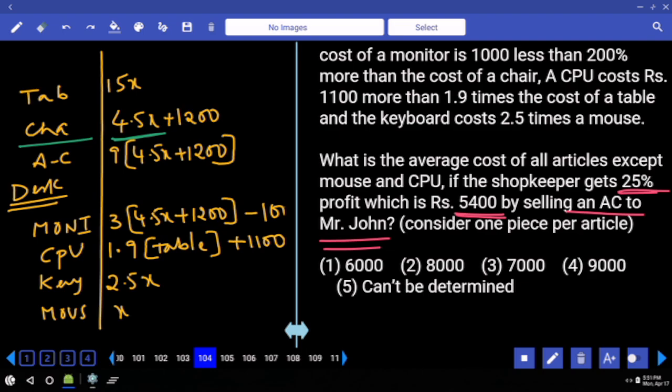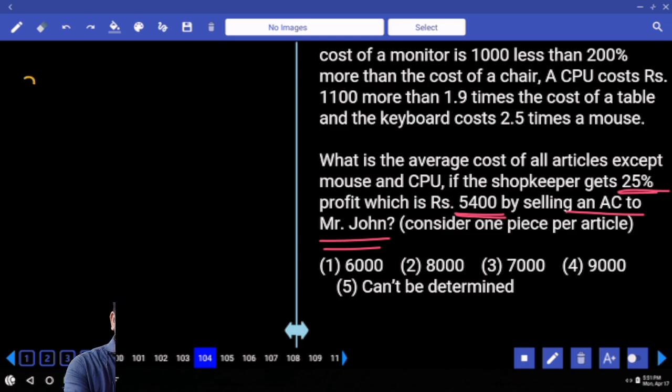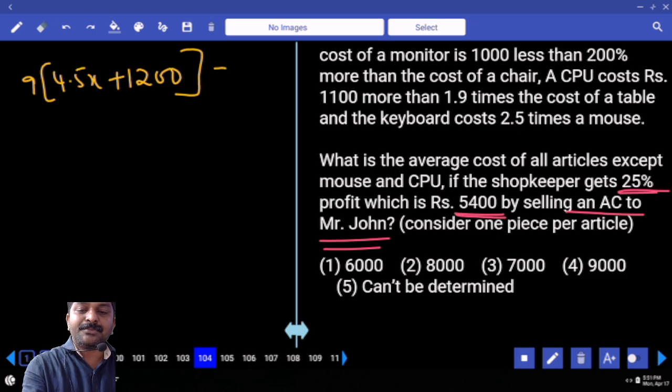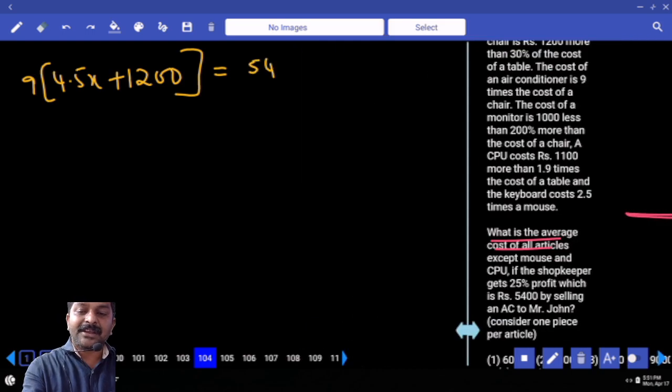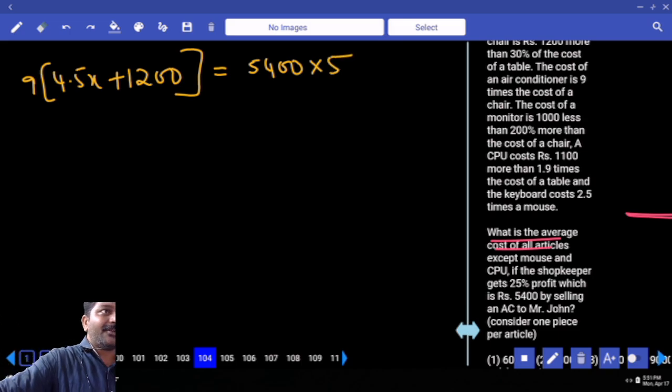We have to equate with the selling price only. Since 25% profit comes, the selling price becomes 125%. So 25% into 5 times is equal to 125%. Which cost is that? AC cost. And we know AC is equal to 9 times the chair cost. 9 times 4.5x plus 1200. This is the selling price of AC, which must be equal to 5400 into 5. Into 5 should be understood. To get the selling price 125% from 25%, we need to do 5 times.